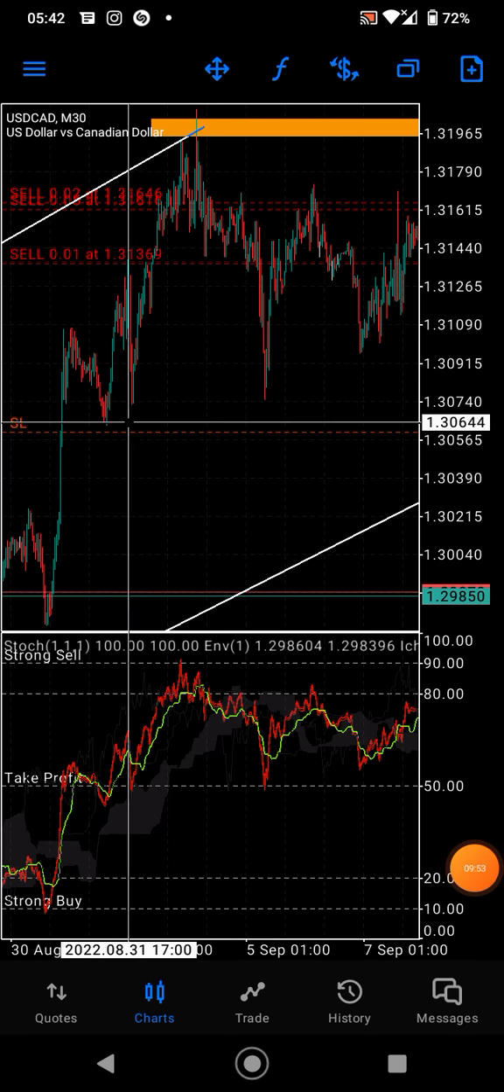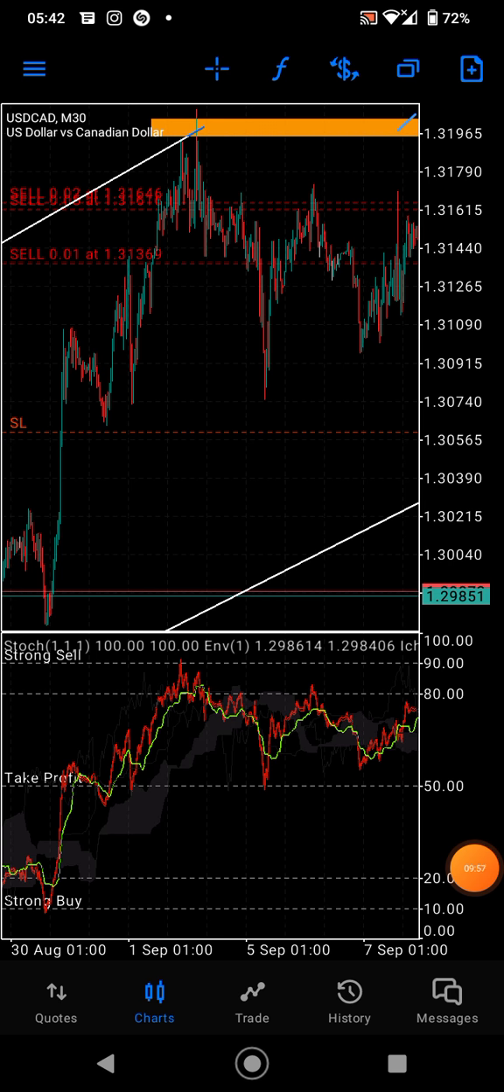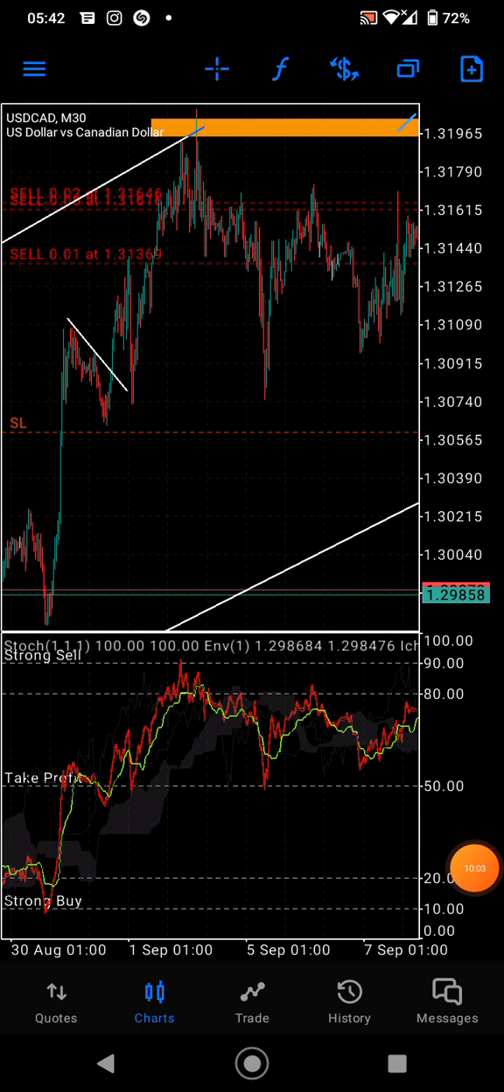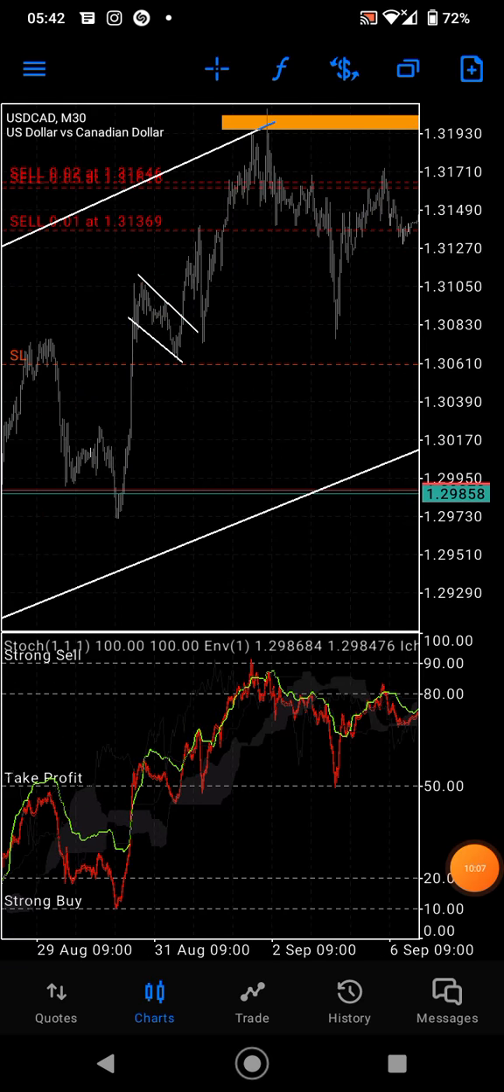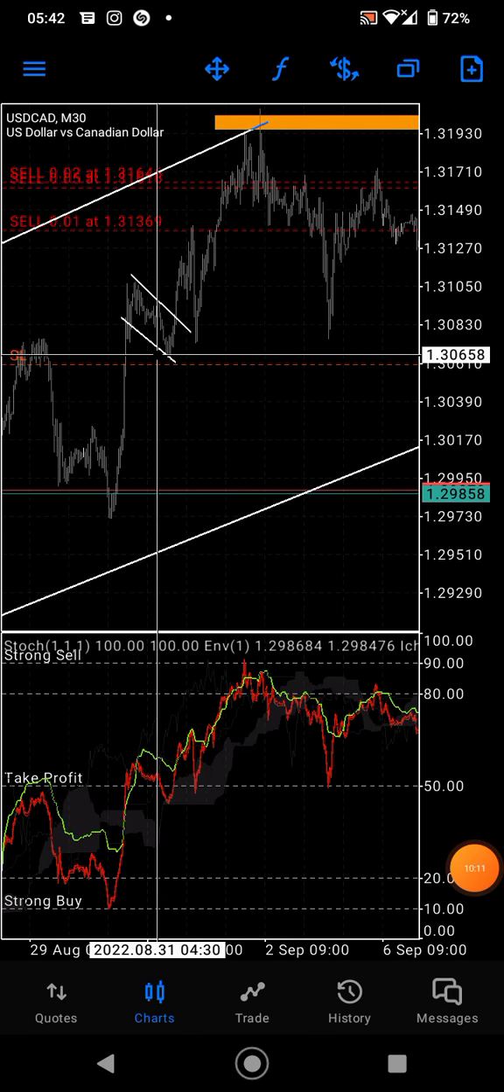So there's a correction here. There's a correction again here. The market keeps doing the same thing, it moves in an impulse and correction. You could have entered your trade now here.